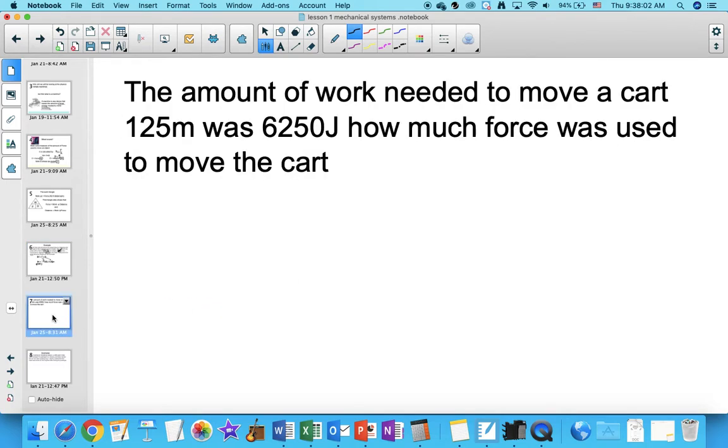Let's try another example. The amount of work needed to move a cart 125 meters was 6,250 joules. How much force was used to move the cart? Okay, so we have already been given the work and we've been given the distance. So see if you can solve this. So pause the video, see if you can solve it, and then we'll solve it together.